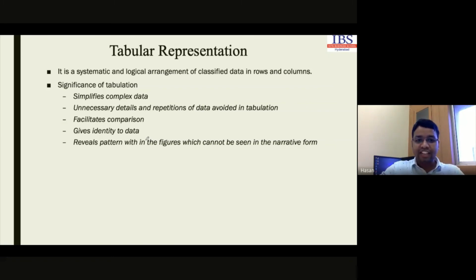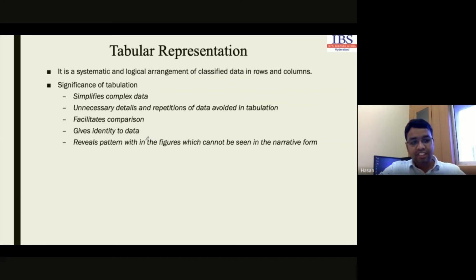It gives the data an identity. What type of data it is, we can easily identify from tabular representation. And it reveals the pattern. Pattern means trend, which cannot be seen in narrative form.